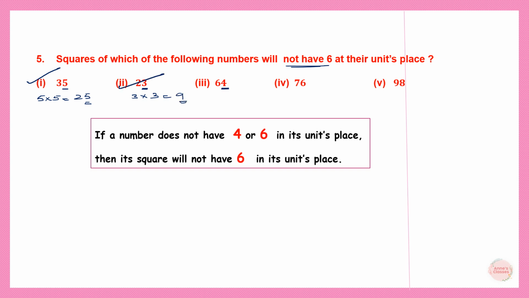Now next one is 4. Multiply 4 into 4. 4 4s are 16. This has 6 in the units place. Again take the units place here. 6 into 6 is 36. It has 6 in the units place. Take the next one, 8. 8 into 8 is 64. This does not have 6 in the units place. So this is another way of checking. You can actually multiply the digit in the units place to get your answer.